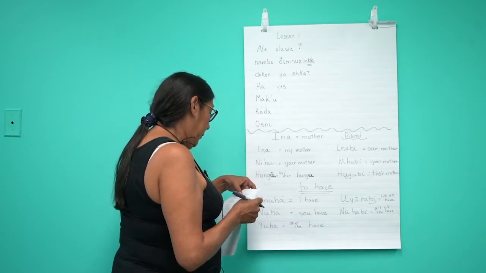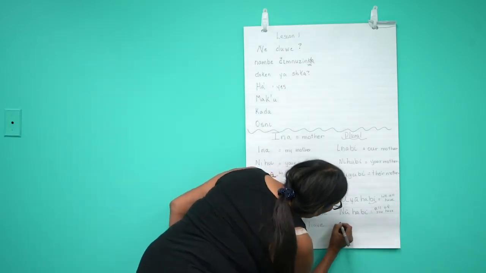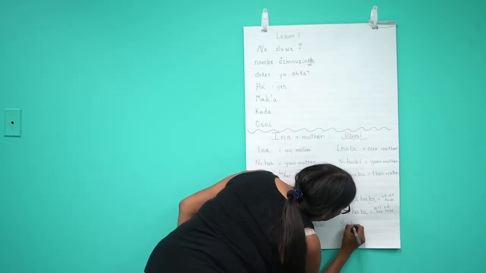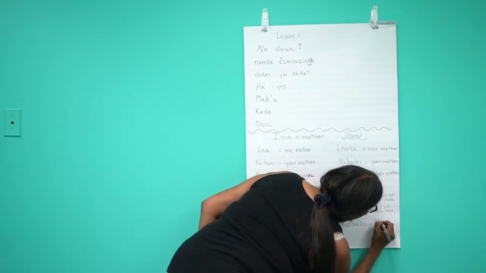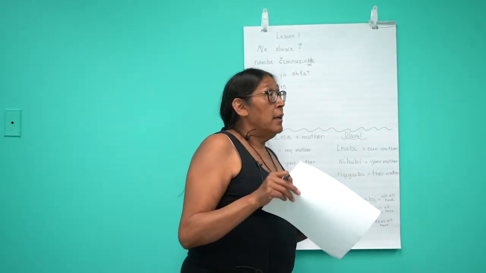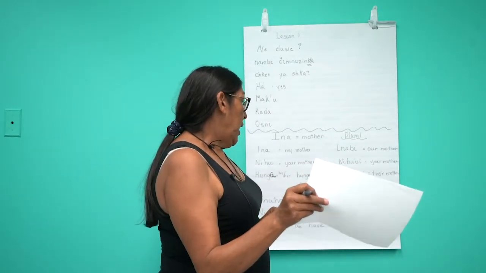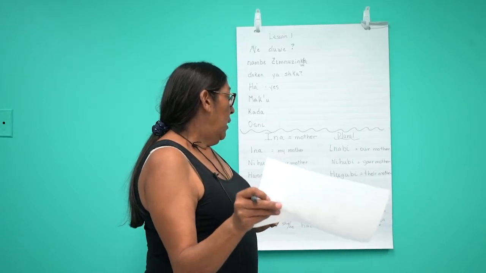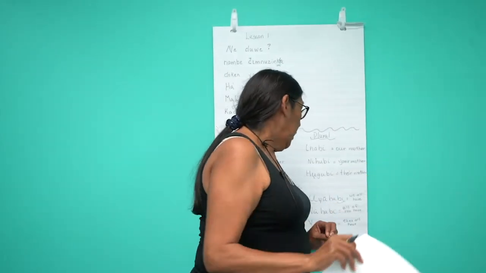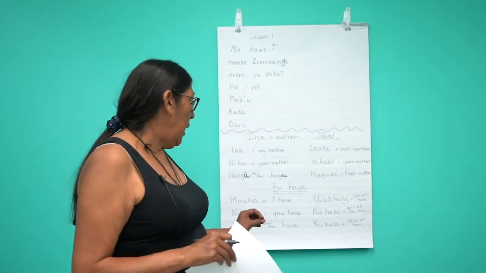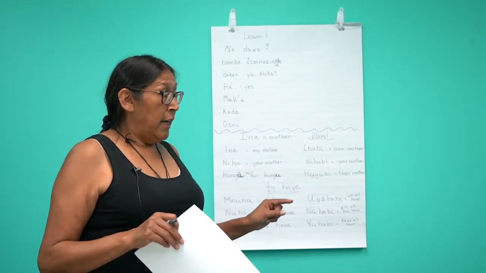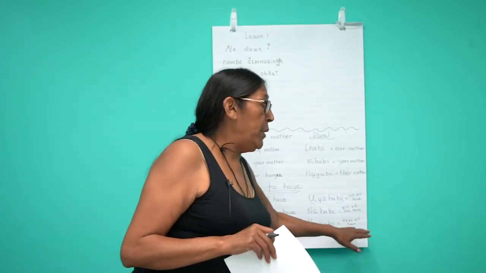Now, next is yuhabi. They all have. Ada. Winchinjabija mina pesto yuhabi. Father, those boys have a sharp knife. Ada. Mina, knife, sharp, pesto. Yuhabi, they have.